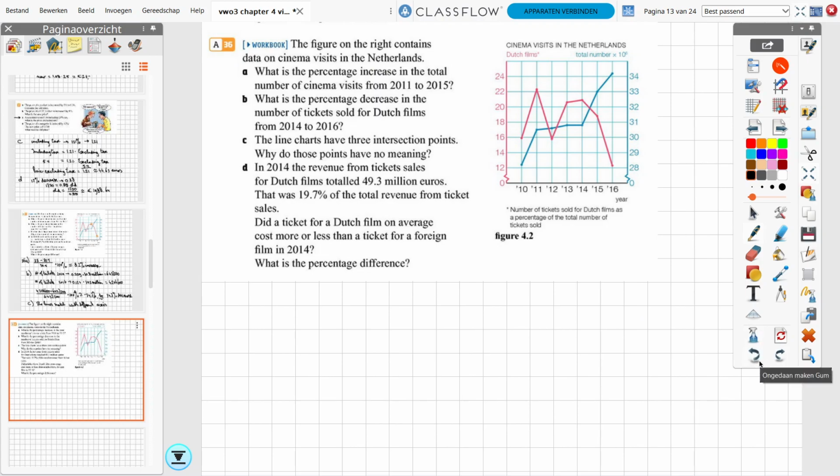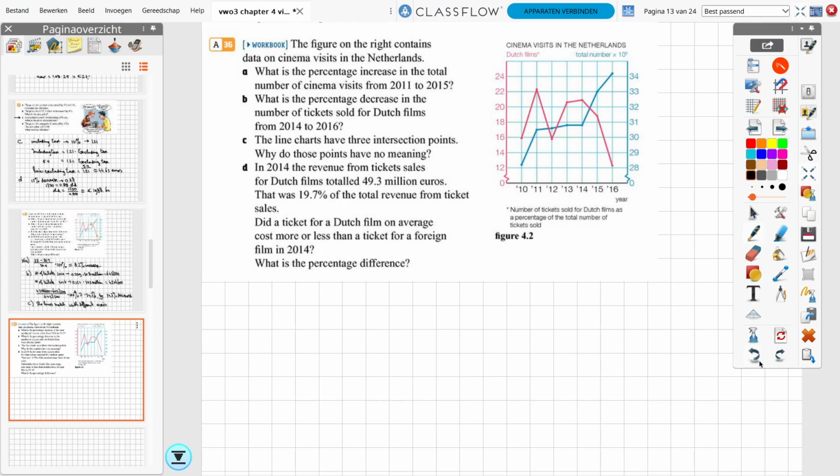In 2014, the revenue from ticket sales for Dutch films totaled 49.3 million euros. That was 19.7% of the total revenue from ticket sales. Okay. Did a ticket for a Dutch film on average cost more or less than a ticket for a foreign film in 2014? And what's the percentage difference? Okay. This is not a fun one, I think. This is going to be a rather long one.